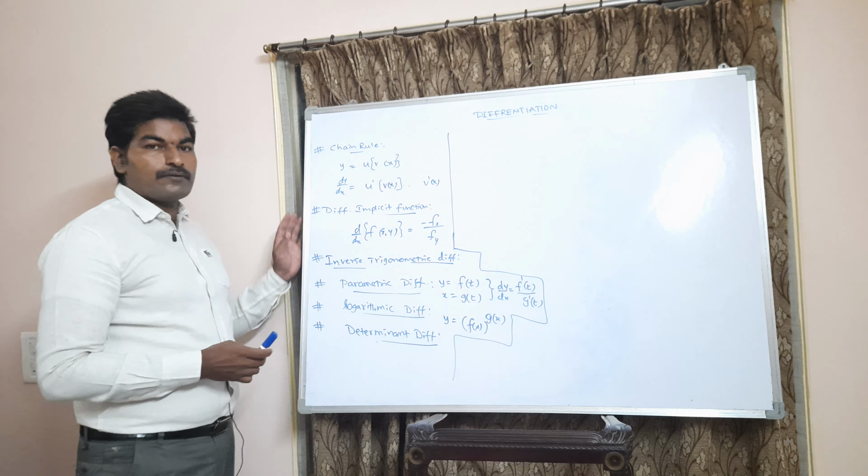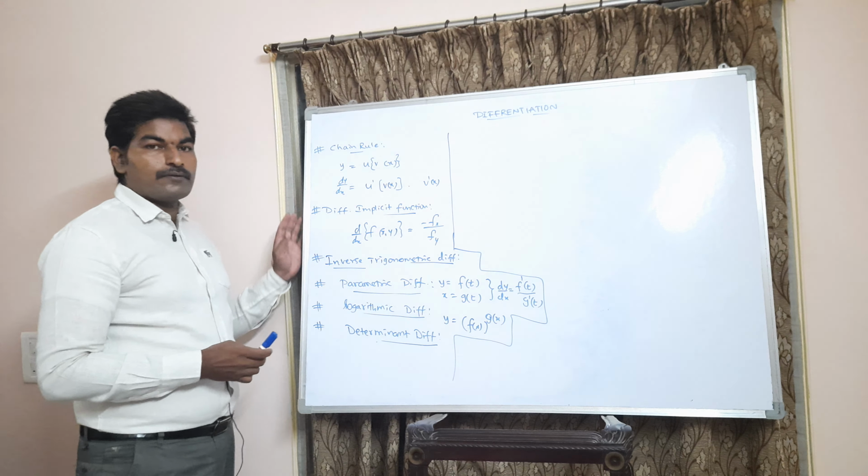Let us consider an example. Example 1, suppose y equal to log of sin x. So you know it is a composite mapping. Here two functions are there. So the input of log would be sin x. So it's a composite mapping. It is in the format of f of g of x, like u of v of x.